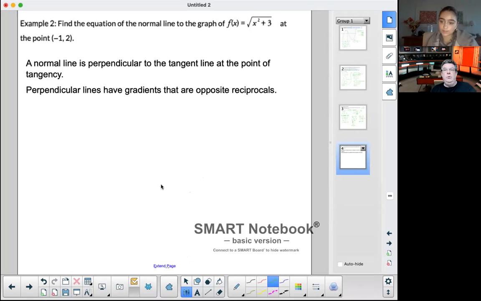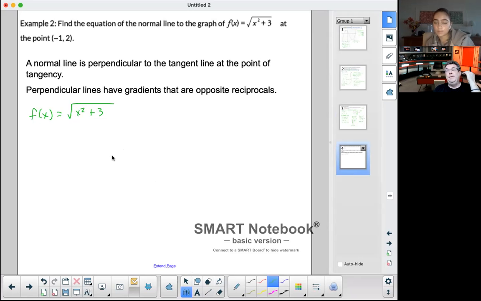You do need to take the derivative to find the slope, right? We already have a point, which is wonderful. But now we have to find the slope of the tangent line through that point. Okay. So I have f of x equals the square root of x squared plus 3.